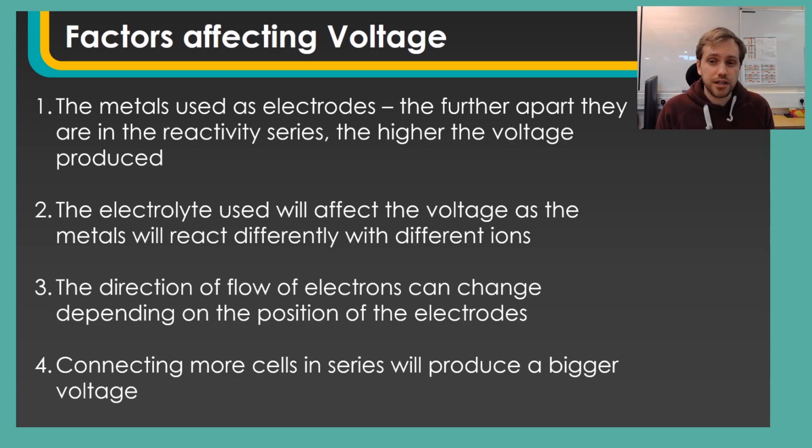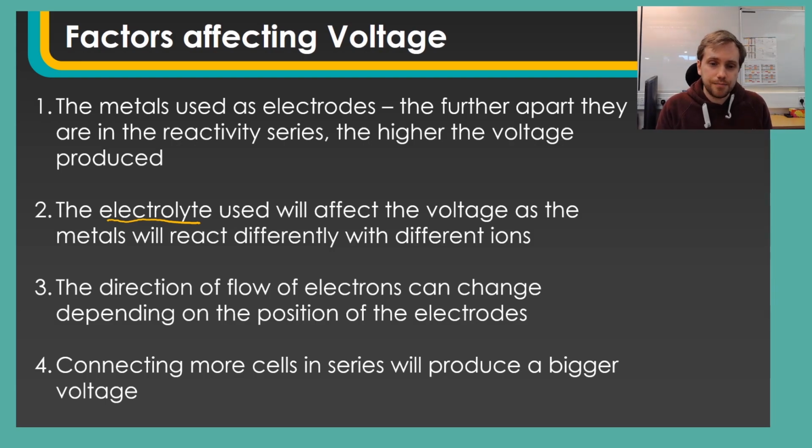The second thing that is going to affect the voltage is the electrolyte. Now the word electrolyte is just a scientific term for the salt solution that we put the electrodes into. So depending on what chemical we dissolve in the water, that's going to affect the voltage that is created because the metals are going to react with different ions in solution.